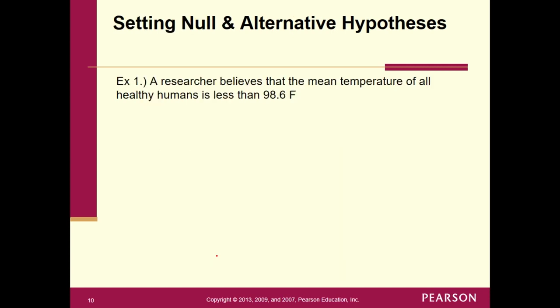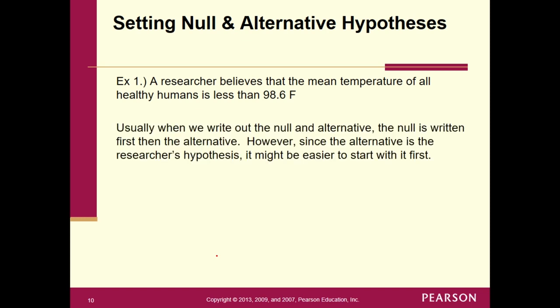So here's an example. A researcher believes that the mean temperature of all healthy humans is less than 98.6 degrees Fahrenheit. When you write these out, the null is always written first. That's what we do in stats. The null is written first, and the alternative, the researcher's hypothesis, is written second. However, when you read the problem, what's stated directly first is the alternative hypothesis, so a lot of times I like to state the alternative first and then go back to the null.